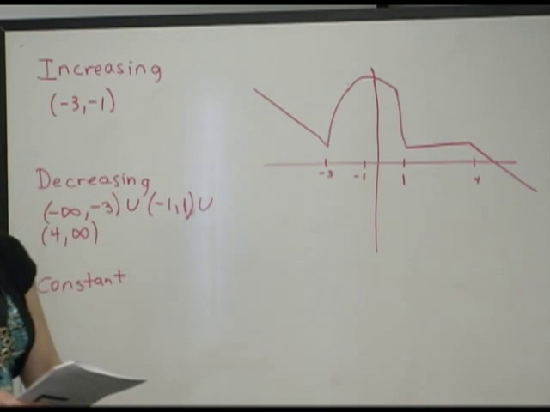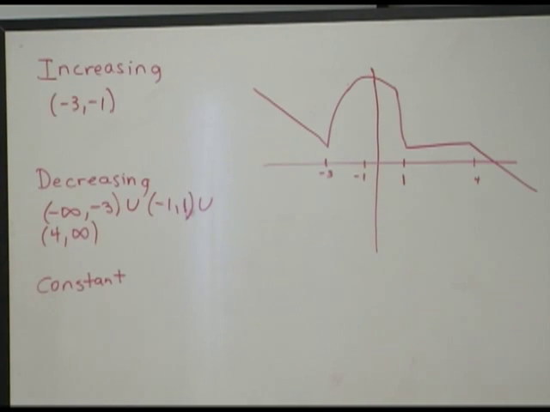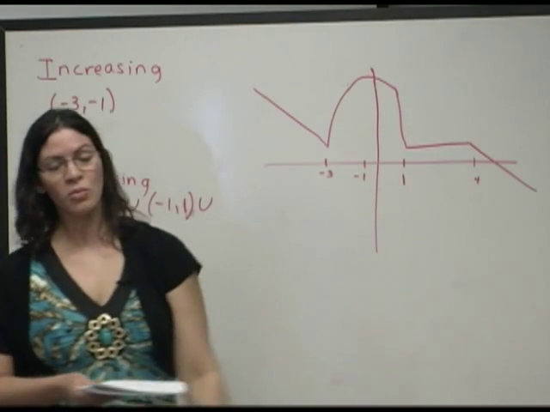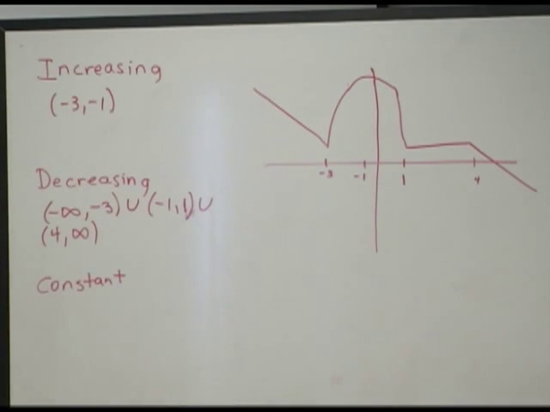So those three. Is there a place which is constant? Right here, right? Right here is constant. It's supposed to be a horizontal line. So from 1 to 4 is constant, right?